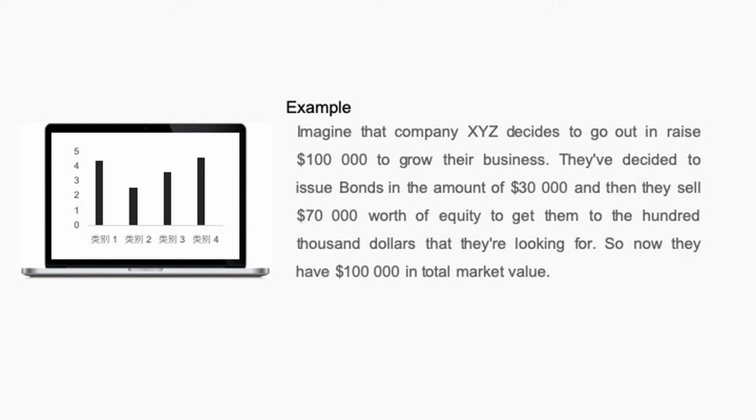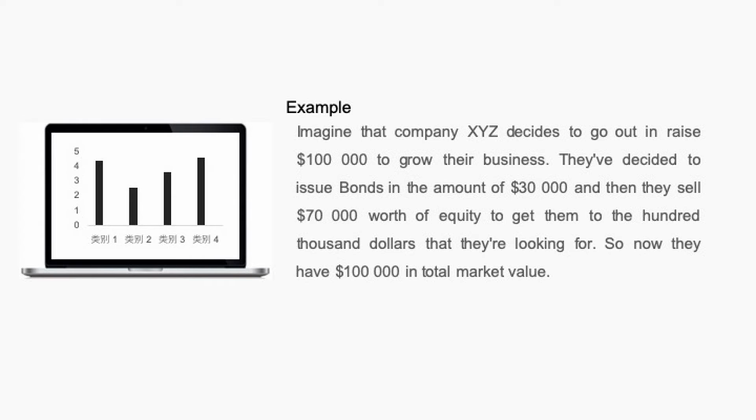An example. The first question we tackle when looking to calculate the WACC is what percentage of that $100,000 is debt and what percentage is equity. So $30,000 of debt over $100,000 in total market value tells us that the debt portion is 30%.